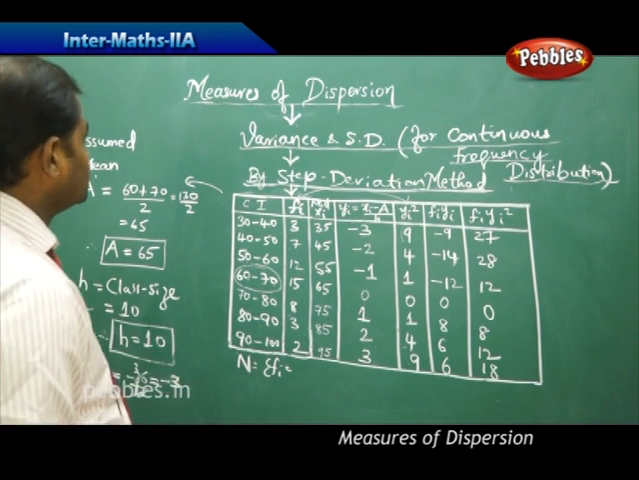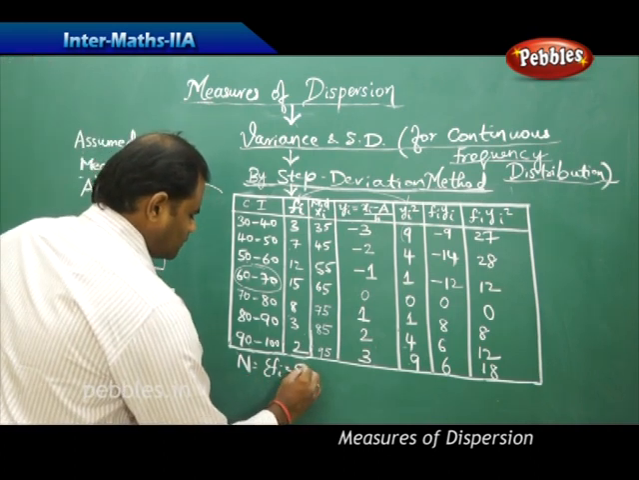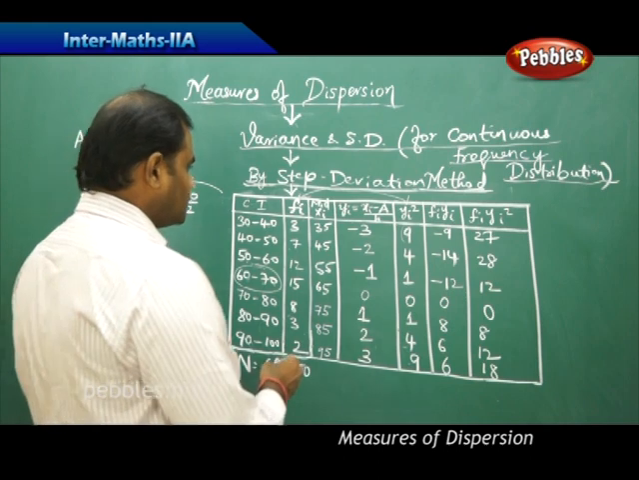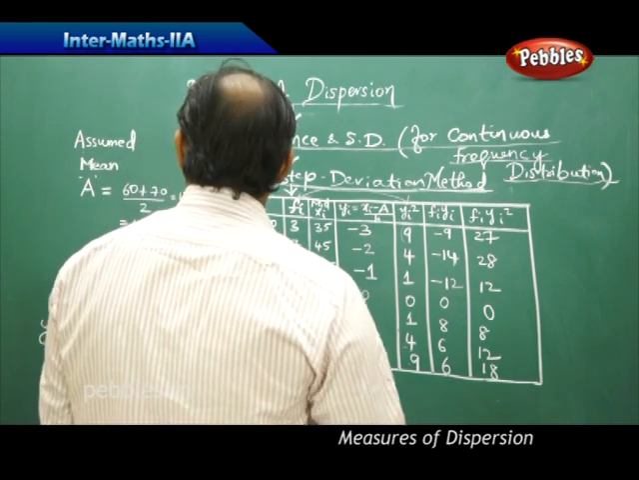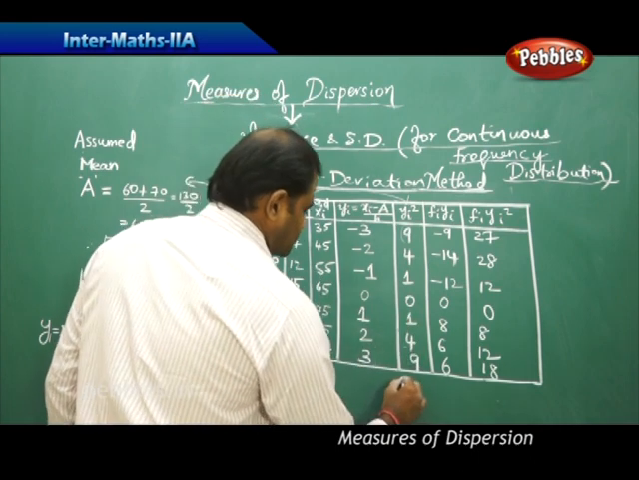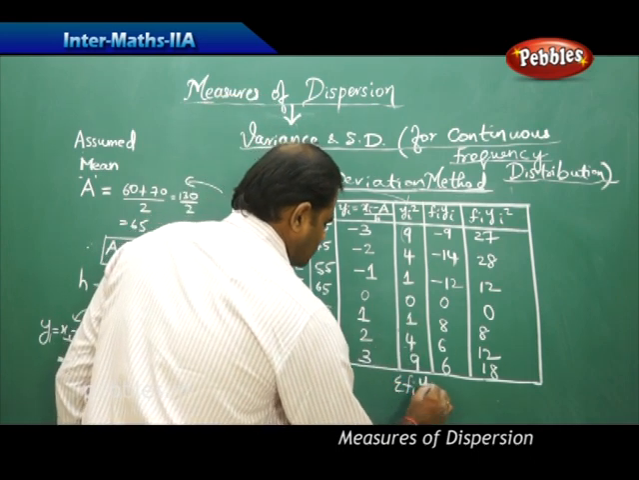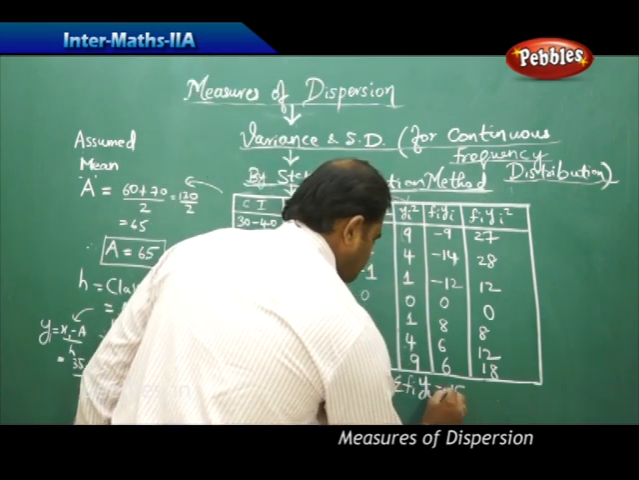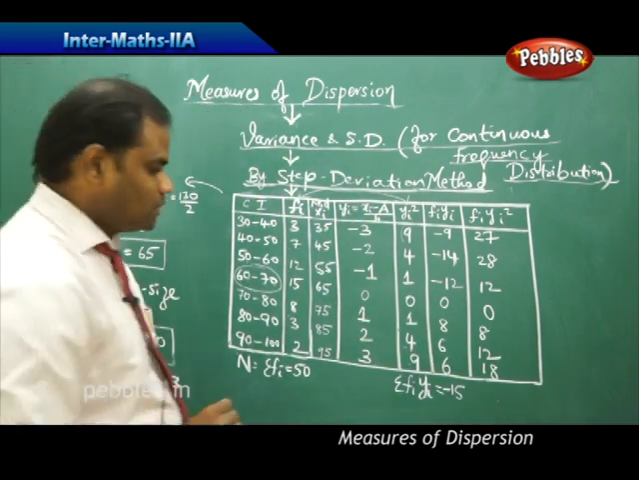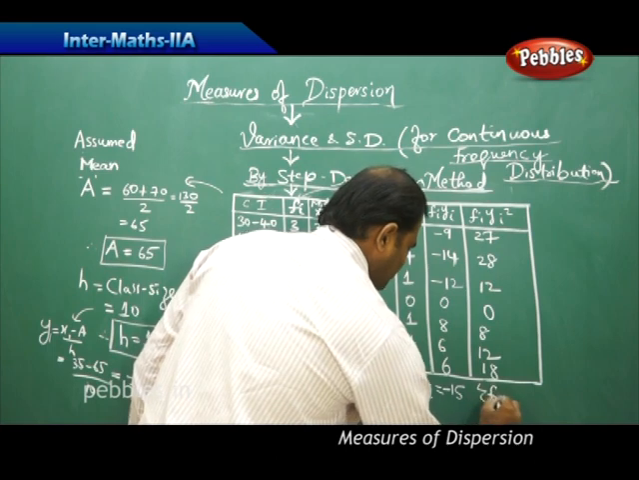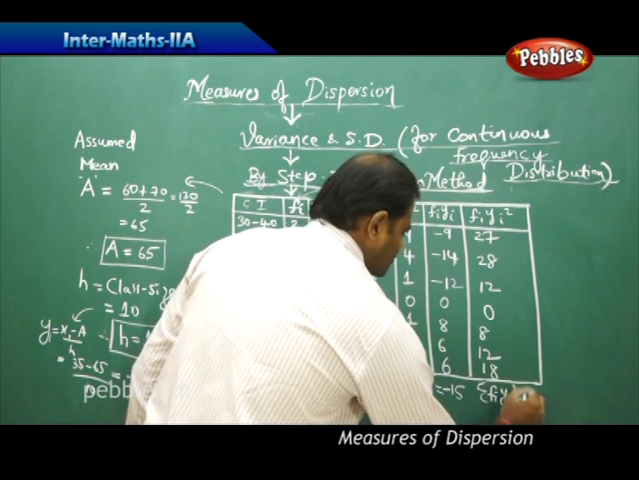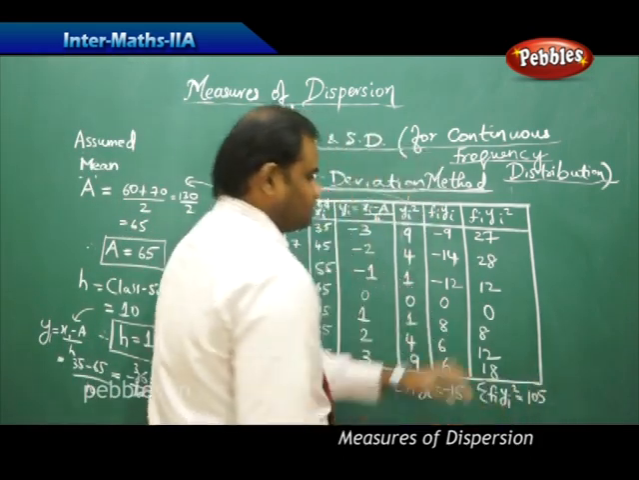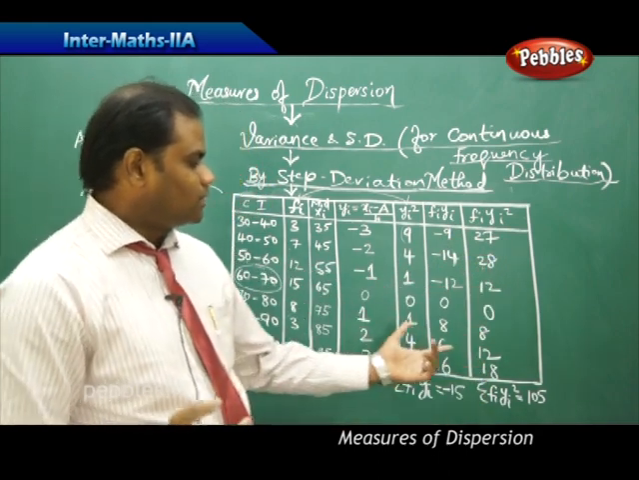Therefore, when I add each of these, I get 50. So n is the sum of all the frequencies, which is 50. Next is to find sigma fi yi, which on adding each of these terms gives me negative 15. Now when I want to find sigma fi yi square, adding all these, I get 105, as found in the case.